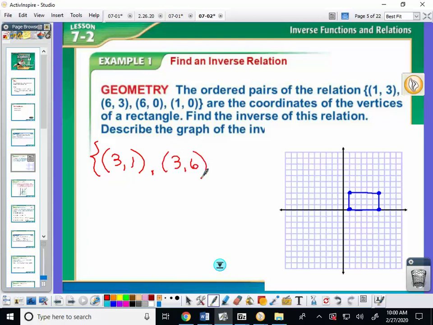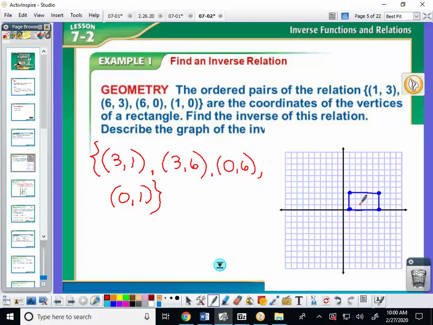(6, 0) becomes (0, 6). (1, 0) becomes (0, 1). Those brackets, as a reminder, are just set notation. It's just how we write a set of numbers or ordered pairs. So would you please go ahead and plot these four new ordered pairs, these four inverse ordered pairs.